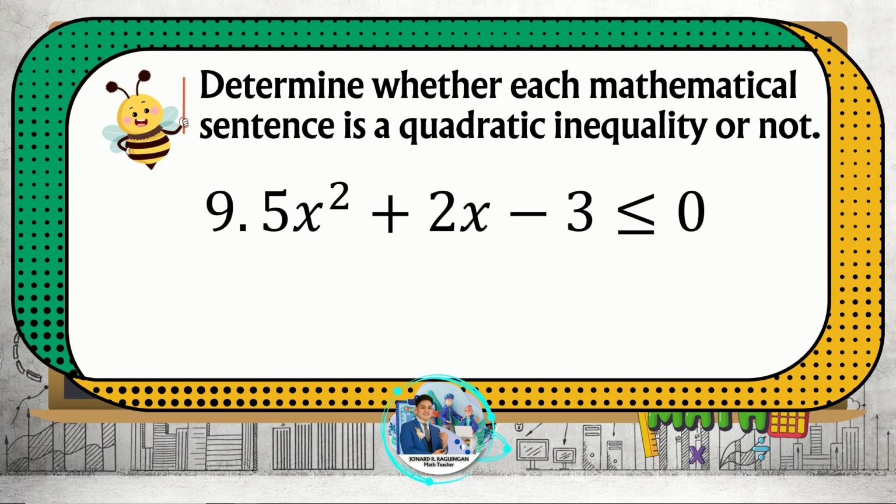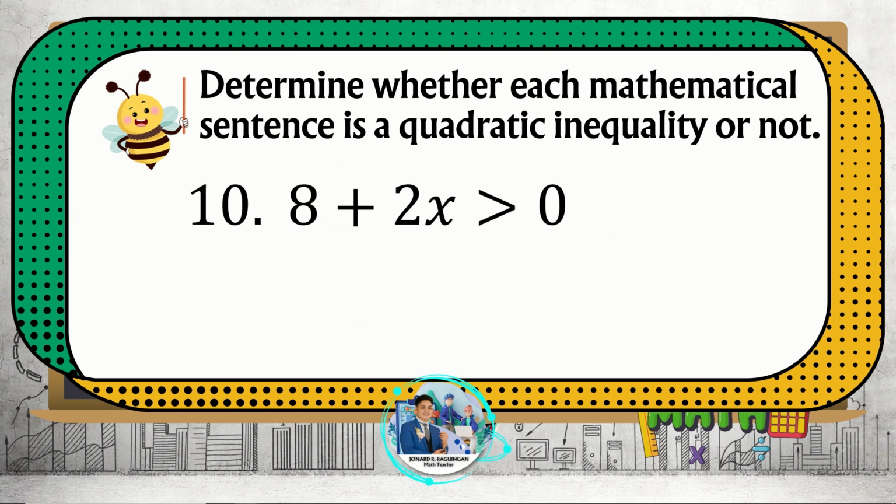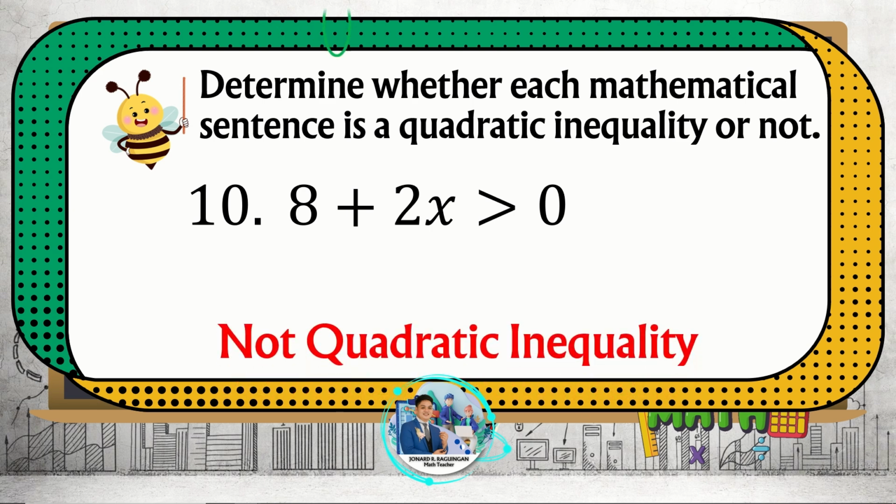Number 9. 5x squared plus 2x minus 3 is less than or equal to 0. This is a quadratic inequality because it has a degree of 2 and uses is less than or equal to. Number 10. 8 plus 2x is less than 0. This is not a quadratic inequality because the degree is 1.